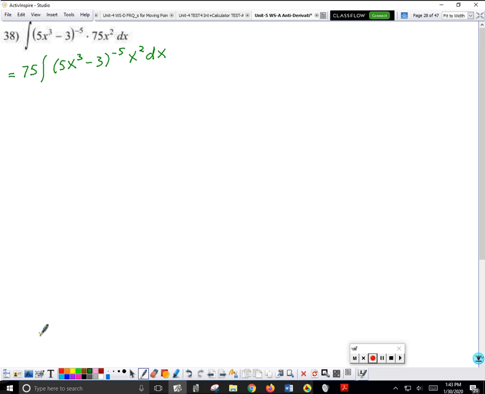Right. 75 antiderivative of (5x cubed minus 3) to the negative fifth, plus 75 antiderivative of x squared, dx. Okay, look up. I couldn't quite tell because there's a lot to say. You did a good job. Are you saying just to split them into 2? Yeah, with 75 on both sides. Oh, gotcha. This is the factor. Yeah. 3 points for Dave.